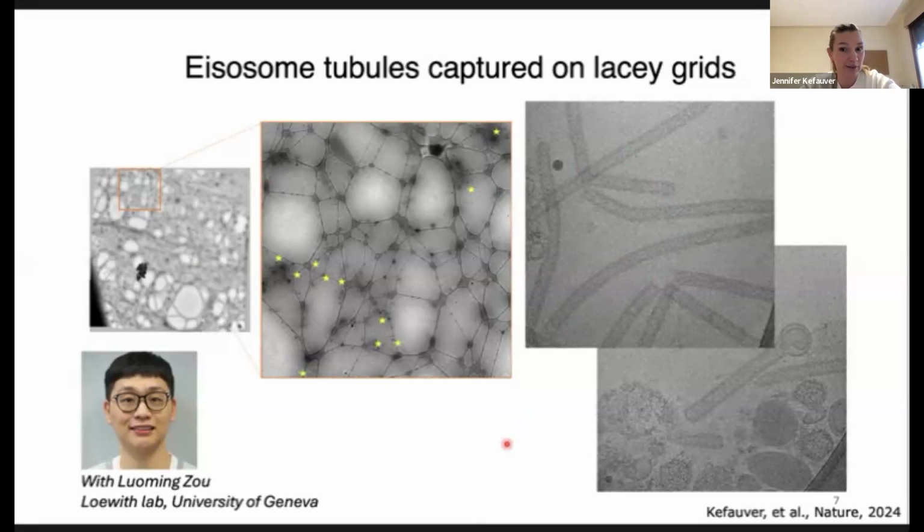However, it quickly became clear that these were not TORC2 at all, but instead a contaminant. And that contaminant turned out to be the eisosome proteins PIL1 and LSP1. This dataset then sat on the shelf for a short while, but it eventually became my main project.